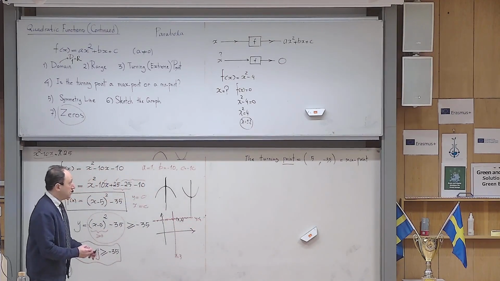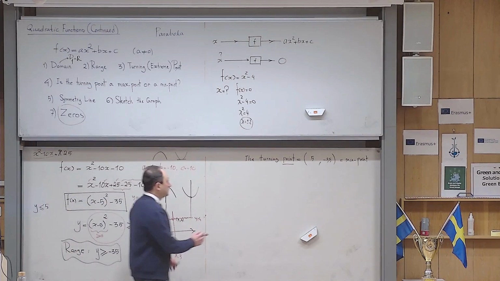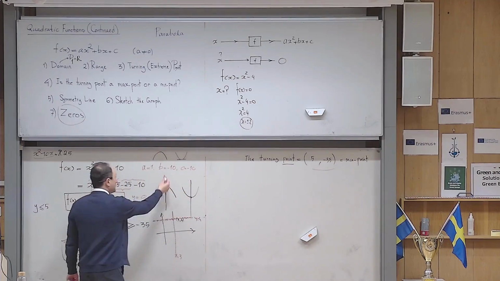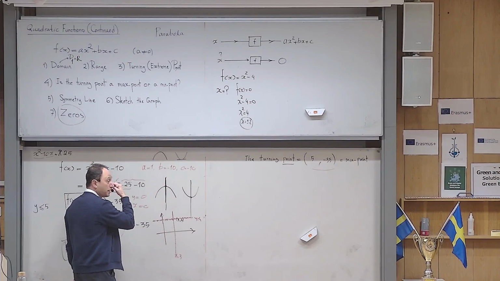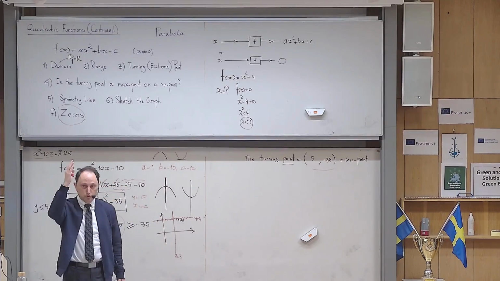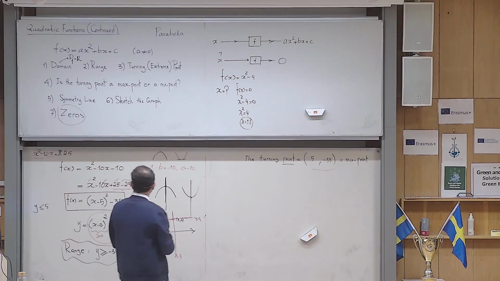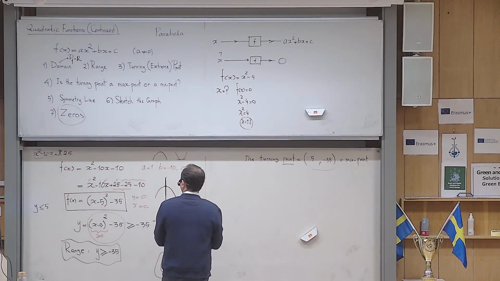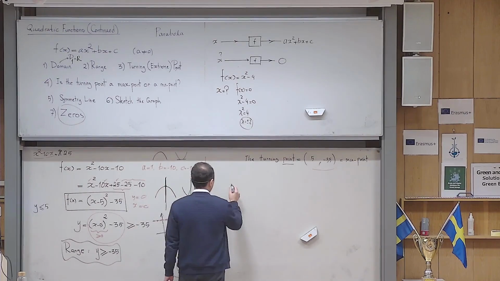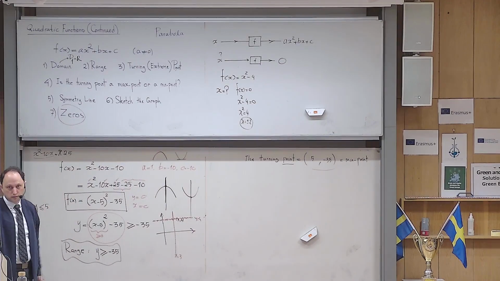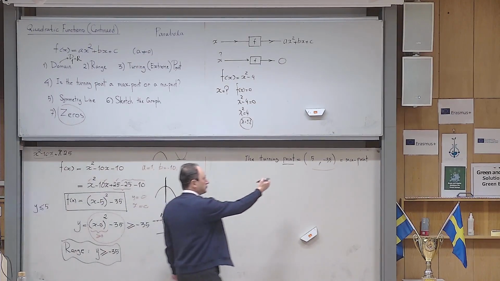Okay, so now let us go back here. I know my turning point, and I know the symmetry line is supposed to pass through the turning point, and it is vertical. Okay, don't disappoint me, please. So what is the answer to number 5? What is the symmetry line? x equals 5. Yes, because that is the turning point.